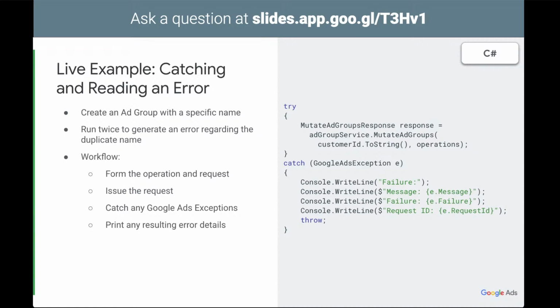So to summarize our workflow, we'll form the operation in request, we'll issue it twice, we'll catch any errors, and print any resulting details. For our purposes today, I'll be writing in C#. I'll be using JetBrains Rider IDE on macOS, but know that the same principles apply to all client library languages, and you should check our included examples for best practices with error catching in each library.